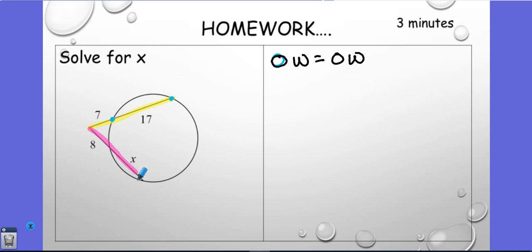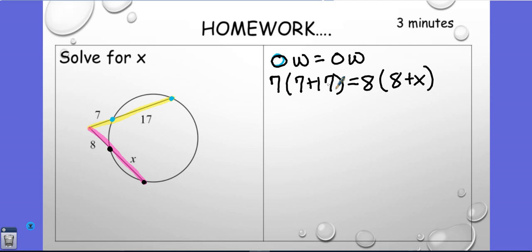This is a secant because it intersects the circle at 2 points, right here and right here. And once again, it's outside times whole equals outside times whole. So here the outside number is 7 multiplied by the whole. That means 7 times 17 equals the outside here, which is 8, times the whole, which is 8 plus x.